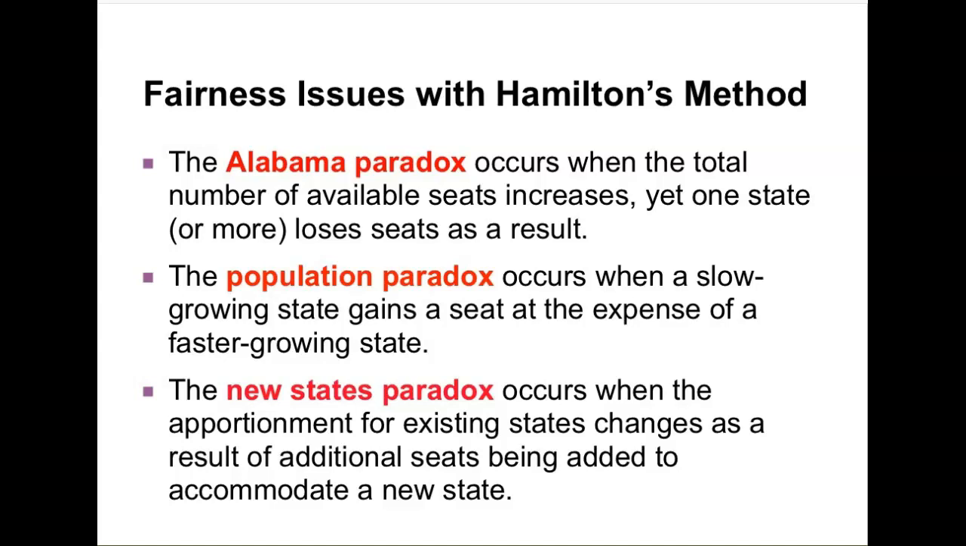The second one is the population paradox. And that's when a slow growing state gains a seat at the expense of a faster growing state. And the last one is the new states paradox, which can occur when the apportionment for existing states changes as a result of additional seats being added to accommodate a new state. So I would get all three of these down.